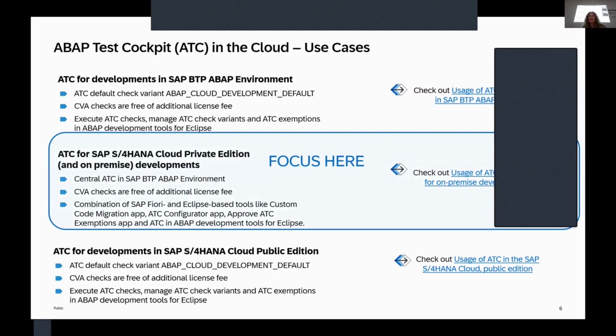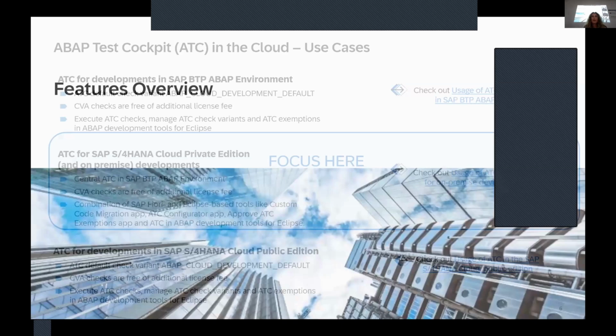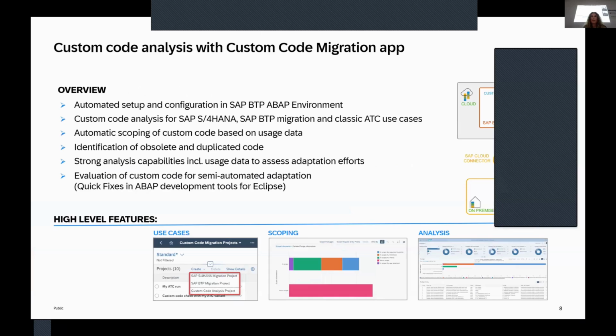But the focus of today's session is on the real central ATC system, which can be used on BTP for checking of your on-premise or S/4HANA Cloud Private Edition systems. In that sense, Central ATC is also available in SAP BTP ABAP environment, and it consists of some apps which are provided to you in order to execute the checks, to manage the exemptions workflow, to create your own check variants, your own checks, and so on. So let's take a look now at these use cases, which features are available there.